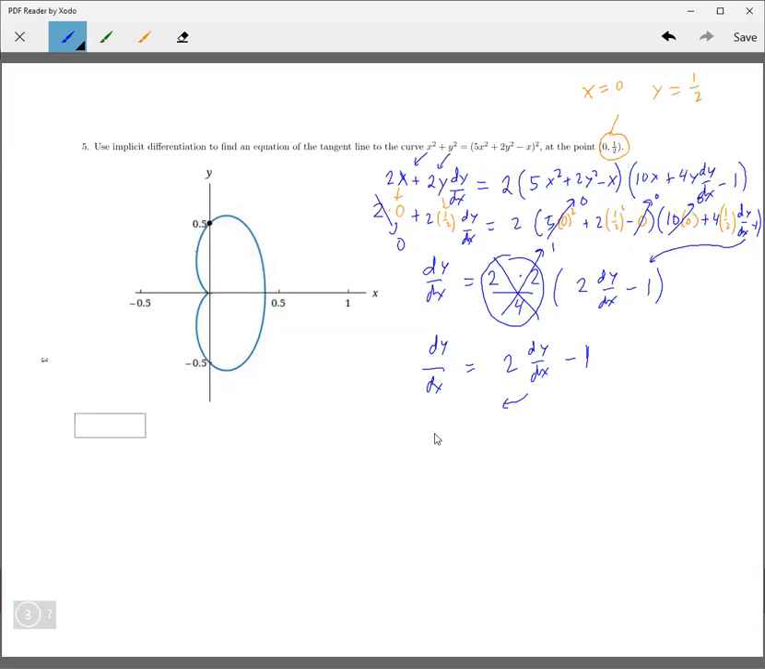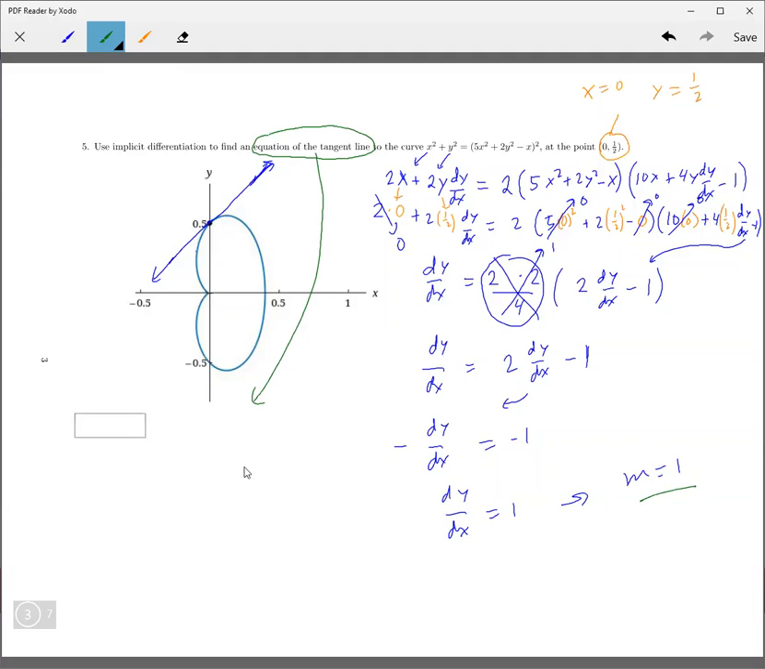So let's take that to the other side. So it's dy/dx minus 2 dy/dx. So that's negative dy/dx equals negative 1. And so that means that the slope is 1. So the tangent line is going to look like this. And that's really nice of them to give us this little picture here. And the slope does look like it's 1. And so the objective is to find the equation of the tangent line.